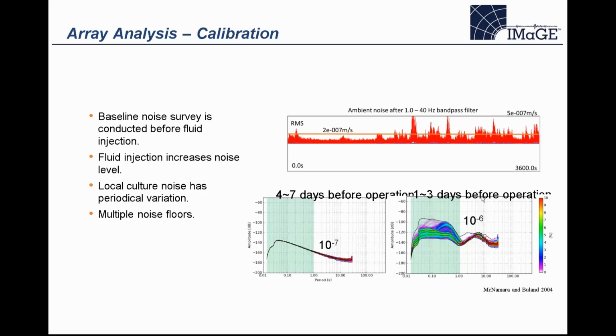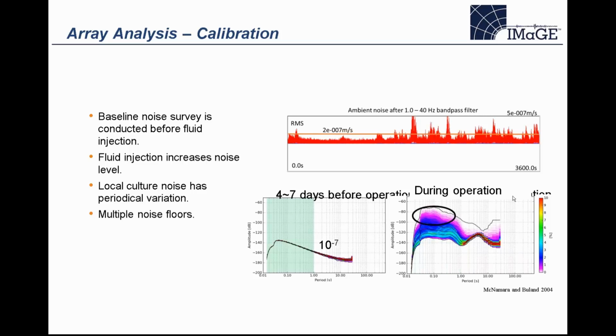And 1 to 3 days before the operation, I think the engineers start doing the preparation, and the noise starts to increase in this region, which translates to about 1,000 nanometers per second at the high end. You can also do that during the operation, and of course the noise is even higher, and some of it is probably the contribution of induced seismicity. So those are the 2 ways to estimate the noise.